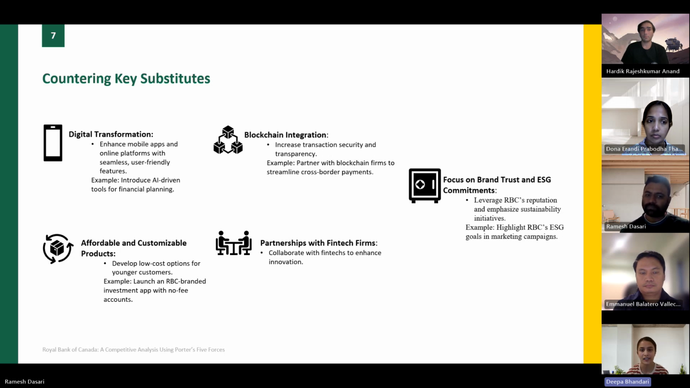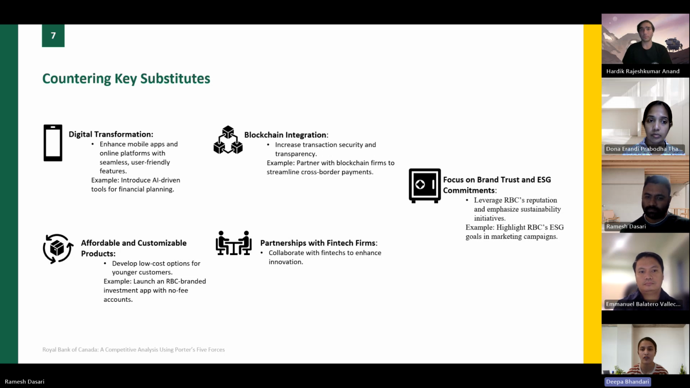And the third one is affordable, customized products. Launching budget-friendly options like a no-fee investment platform can attract younger customers. And the fourth one is partnership with fintech firms. Collaborating with companies like Stripe can help RBC enhance its offering while staying competitive. And for the last, leveraging brand trust and ESG commitments.